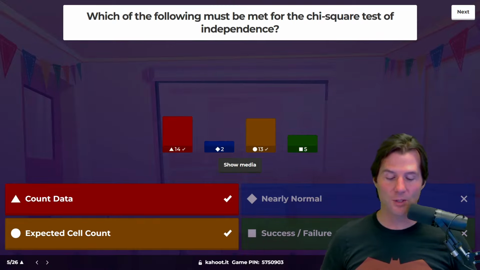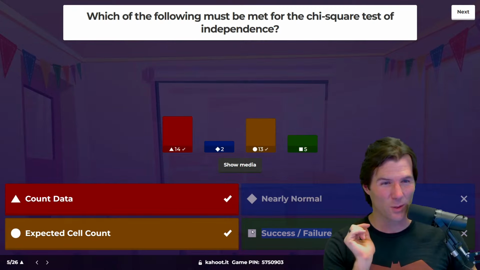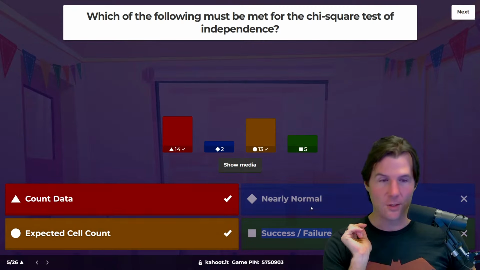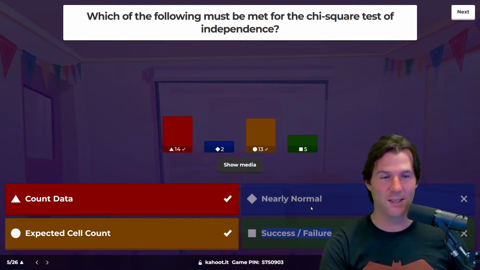Okay, the other two right here: success-failure is only for categorical data, for proportions, and then nearly normal is for quantitative data.